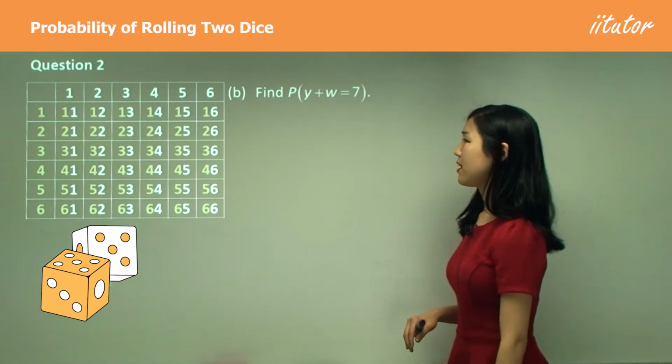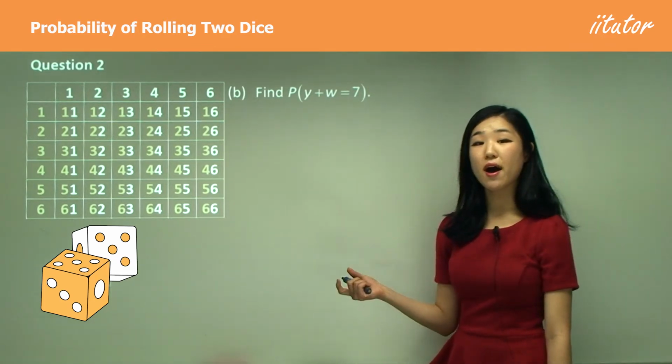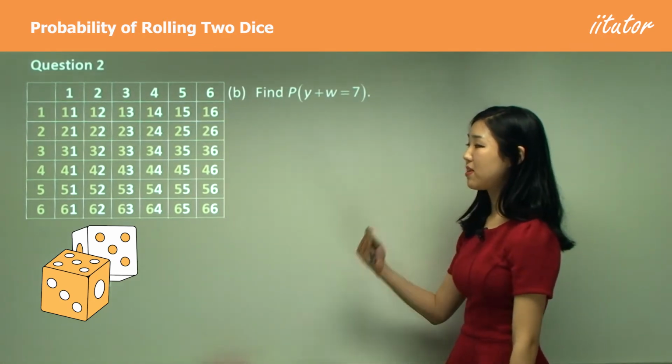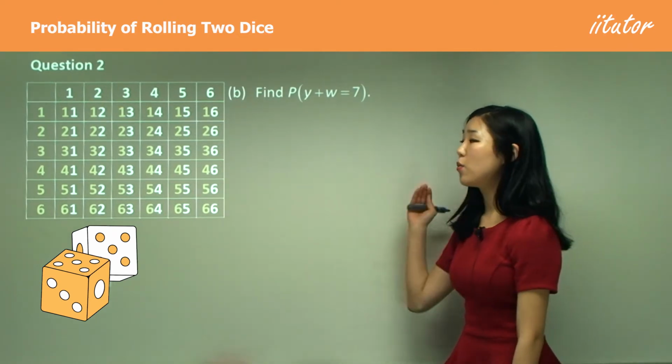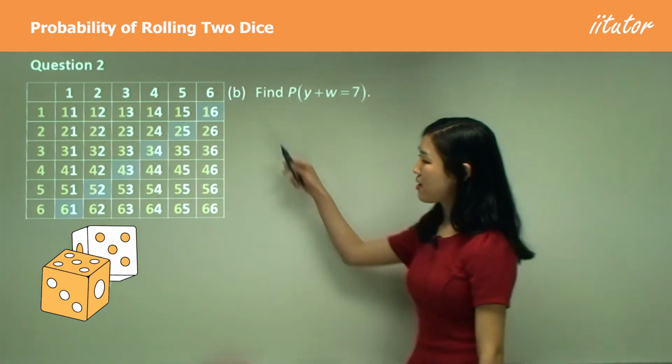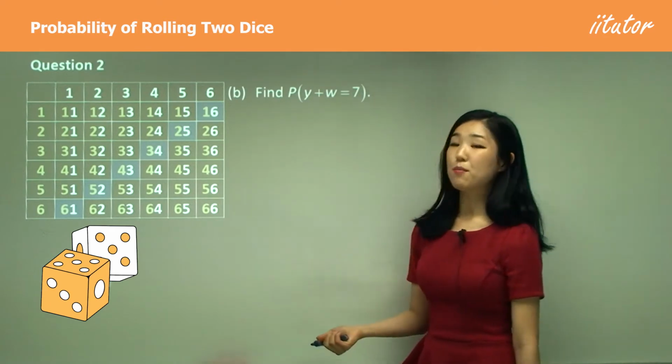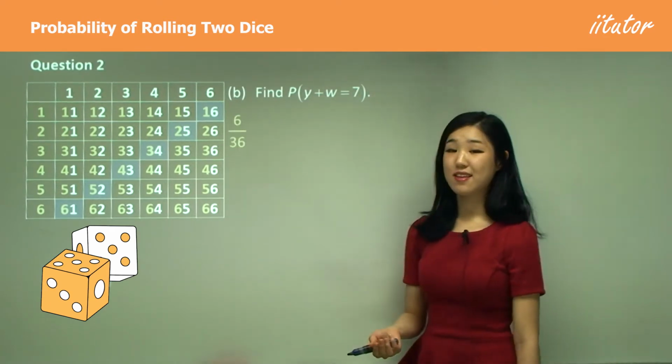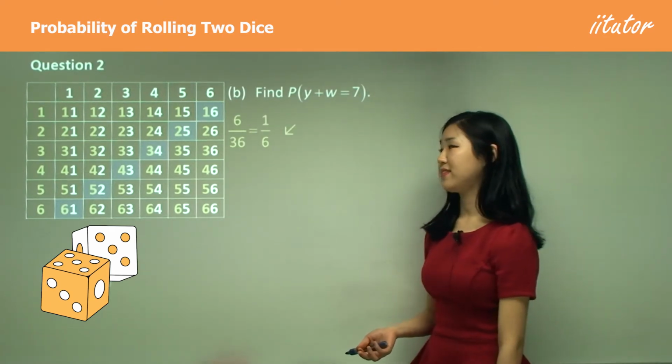Find the probability of the sum of Y and W being 7. So when you add up the yellow outcome to the white outcome, we get 7. And I found that these ones here add up to 7. So it's simply going to be 6 out of 36, which is simplified to 1 on 6.